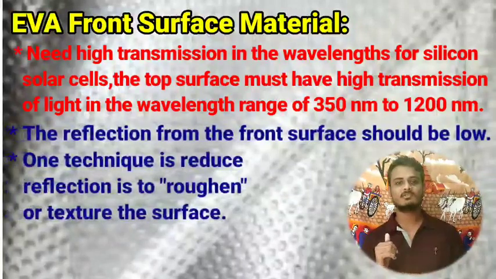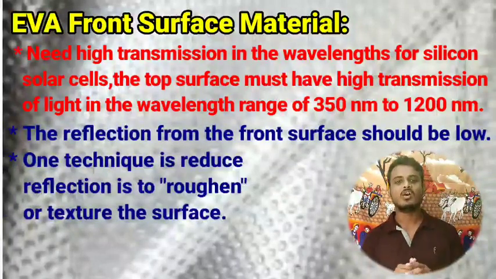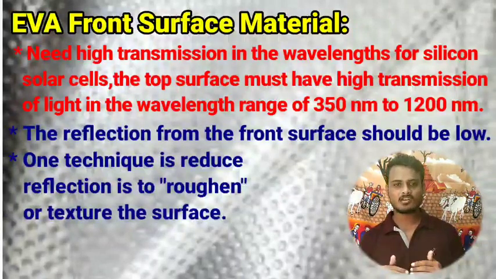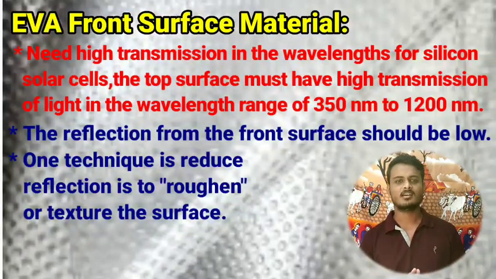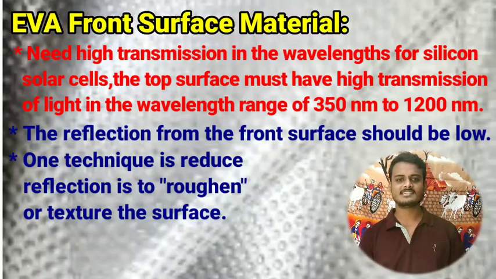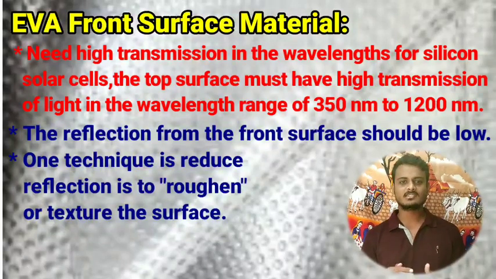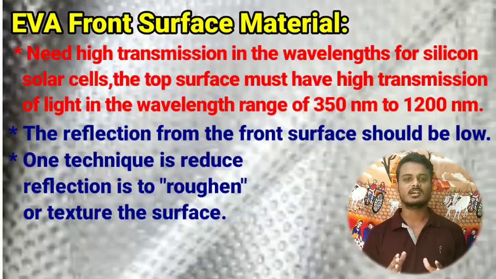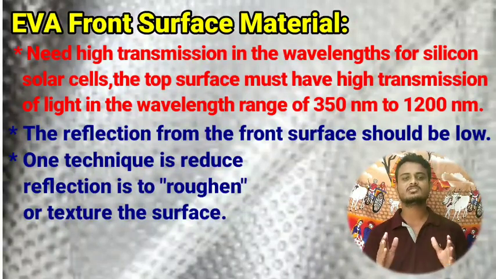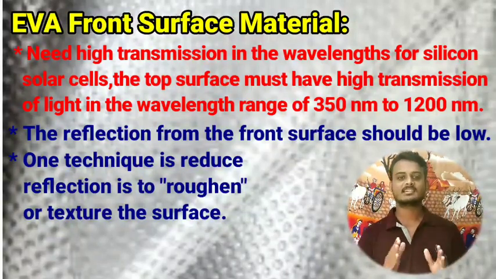The reflection from the front surface should be low. Why? Because if there is more reflection on the front side EVA, the light will not go inside the solar module. It means it will not fall on the solar cell. It means power will not be generated accurately and in larger amounts. That's why reflection must be lower.